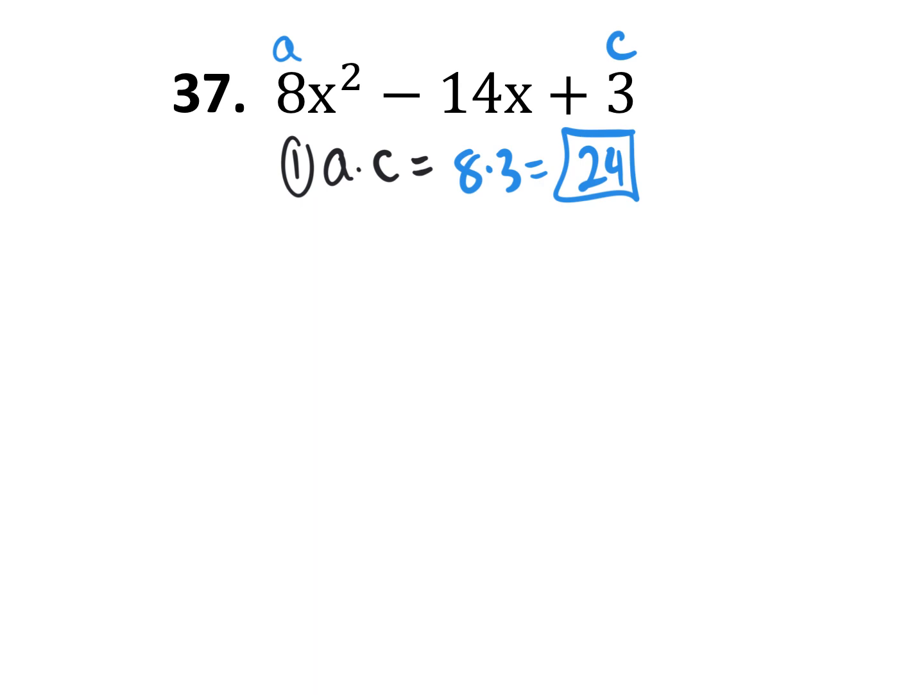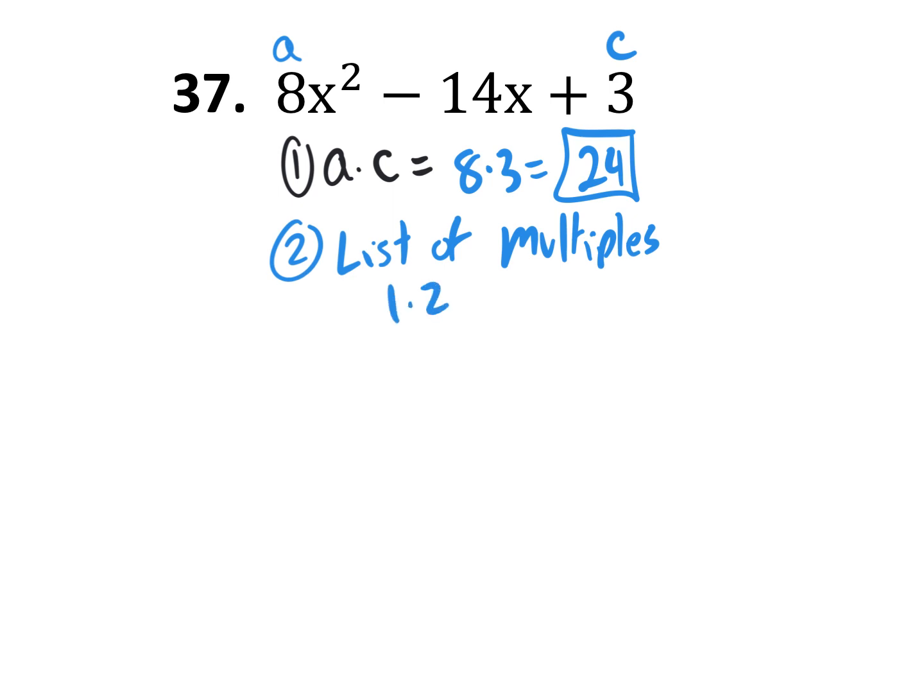Moving on to step 2, we make a list, right? So everybody write down, list of multiples. Okay, list of multiples. Now, how could I get 24? Well, I could go 1 times 24, 2 times 12, 3 times 8 is 24, 4 times 6 is 24, and that's it. There are no other multiplication problems that give you 24 besides changing signs.